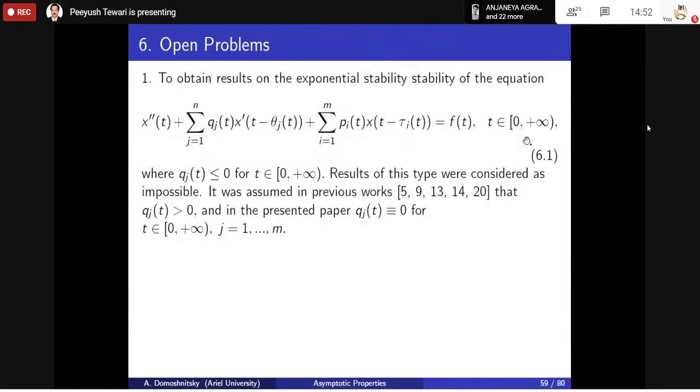So, Alexander, would you improve the results? I mean, generalize the results to neutral differential equations.